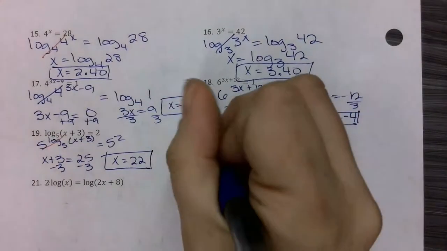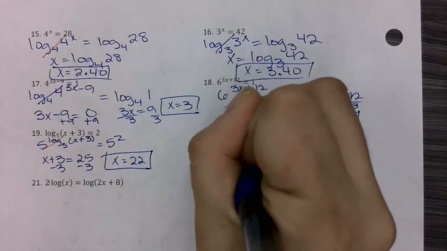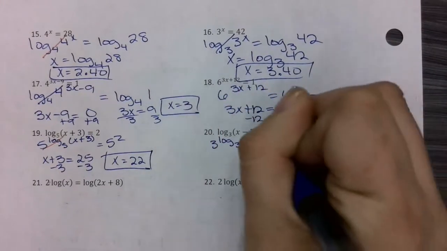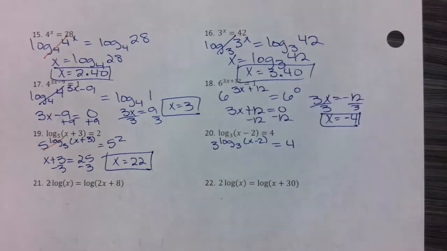Same thing for number 20. So I have 3 to the exponent log base 3 of x minus 2 equals, should have been 3 to the 4th.